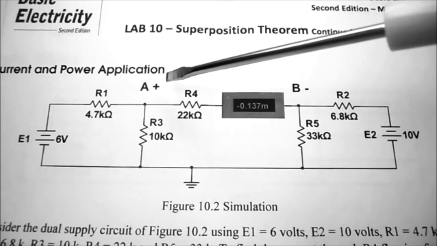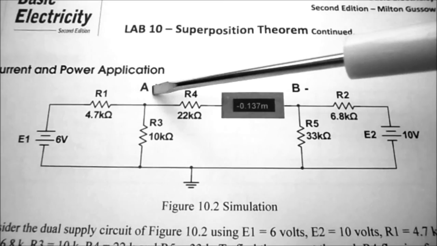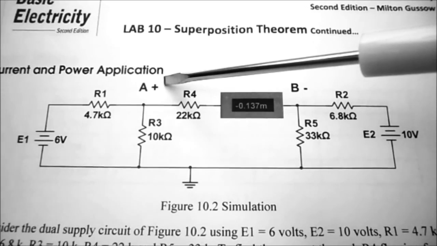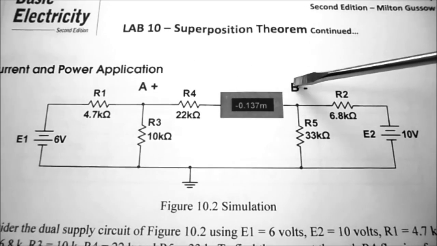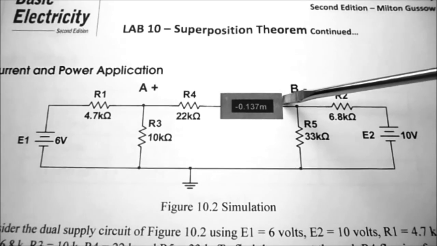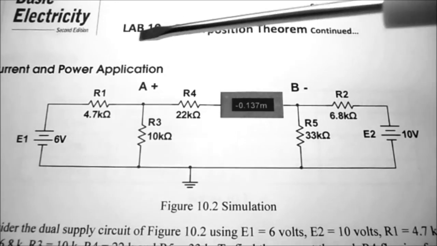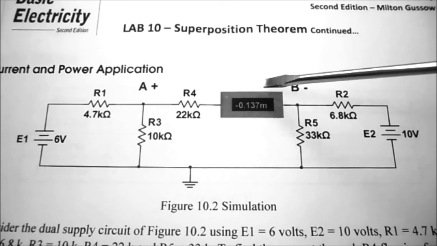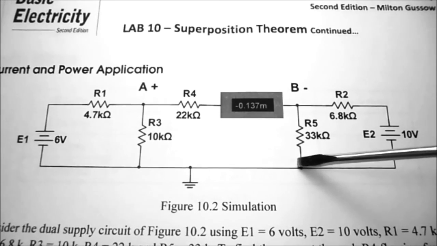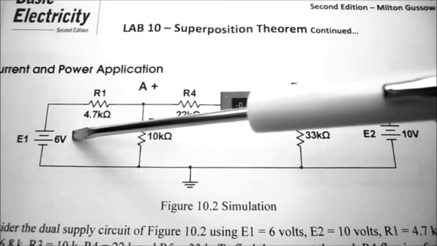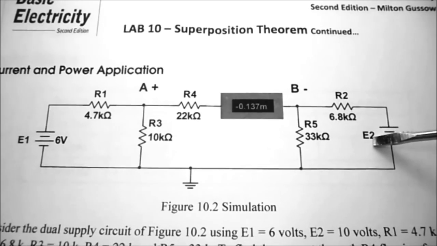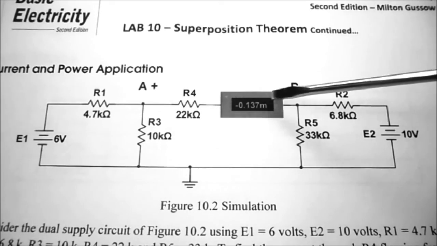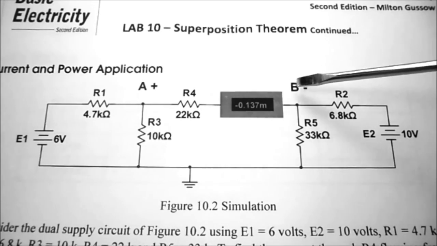So we want to measure the current flowing from point A to point B. So point A is going to be the positive side of our ammeter. Point B is going to be the negative side of our ammeter. So when just the 6 volt supply is connected, current will flow normally, as we expect. With E1 shorted out and only E2, current will be flowing back the opposite direction. So we have to remember that these currents will be negative.